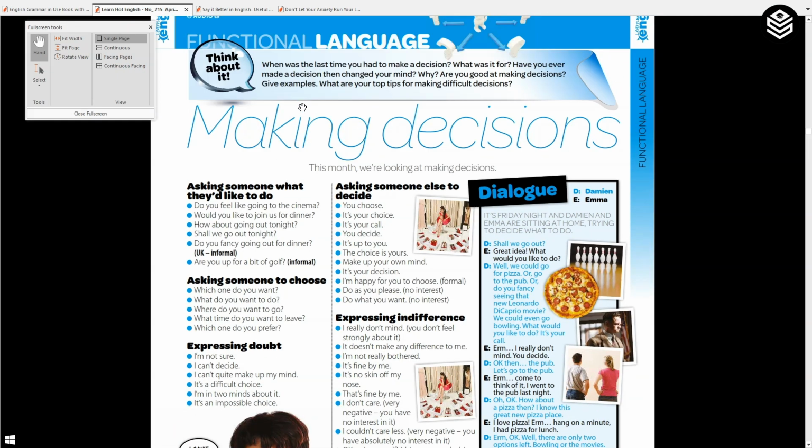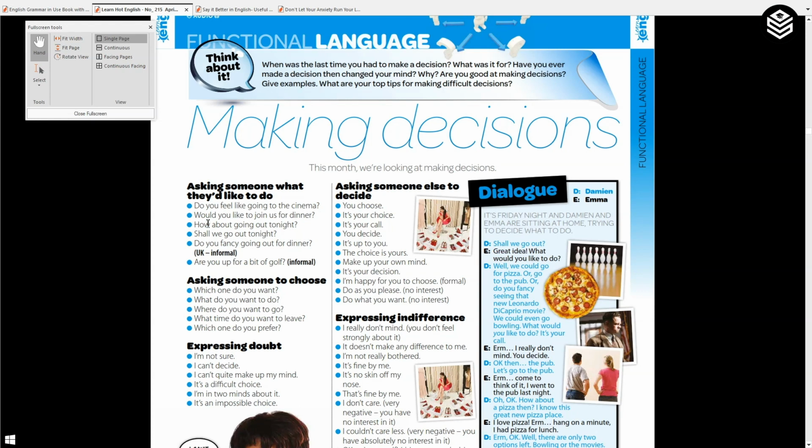So what exactly are decisions? Usually before you make any decision, you discuss with your close relatives, friends or some elders. So let's see some situations, all leading towards the decision-making process. First, asking someone what they would like to do. This is actually 'they would', but you can pronounce it as 'they'd like to do'. Asking someone what they'd like to do.